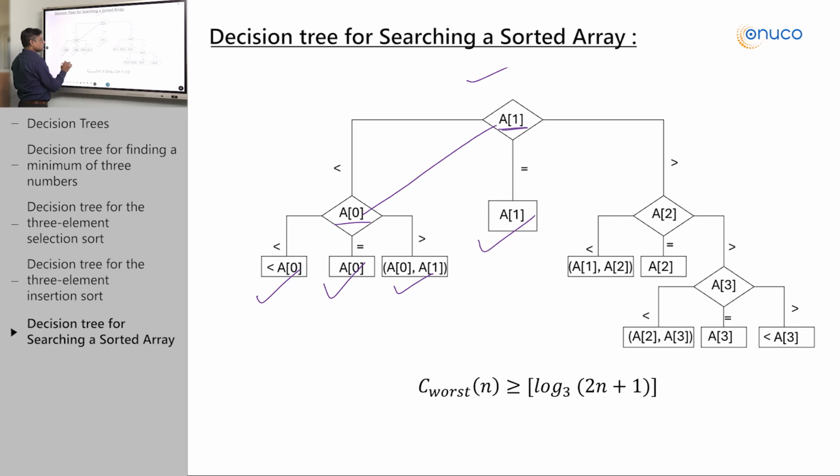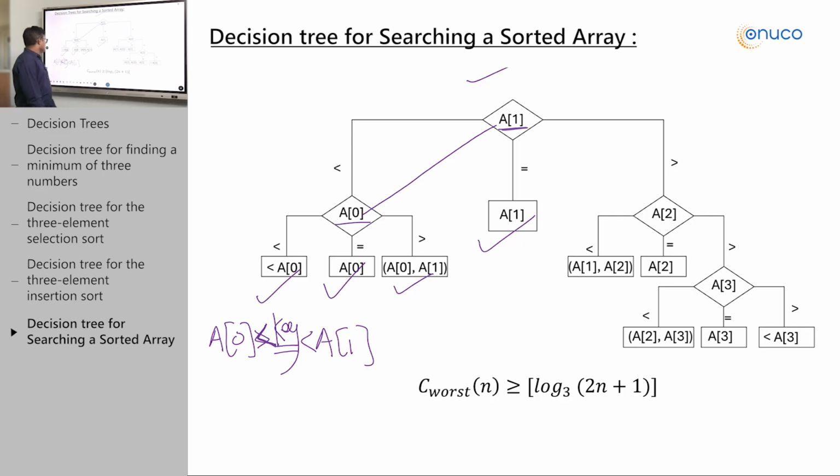Element is lesser than A of 1, lesser than this, greater than this, right? So, that will be the key element, must be greater than A of 0 and lesser than A of 1. So, basically these symbols will be reversed.